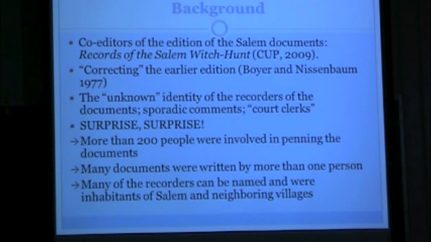But perhaps most interesting is the finding that the recorders can be named, and they were inhabitants of Salem town, Salem village, and neighboring towns. They were actually ordinary villagers who were involved in taking down these documents. That sounds a little bit peculiar in terms of the legal context that we're dealing with, but the legal context was very different from our legal context. I'll come back to that.